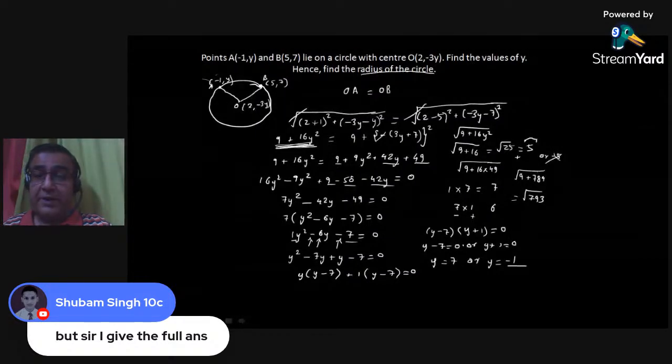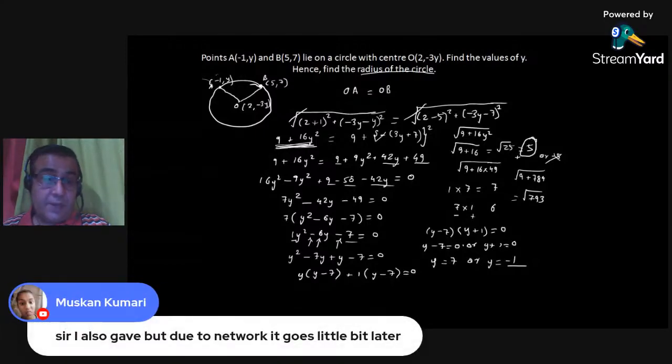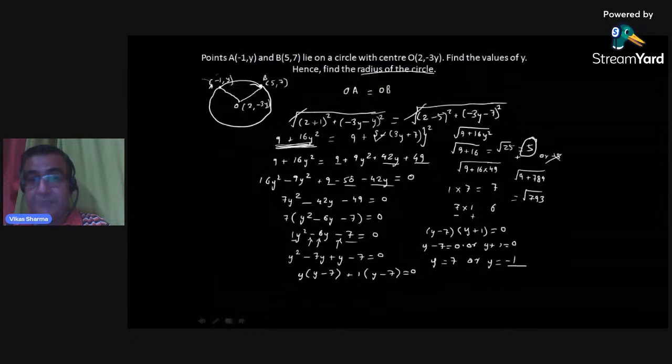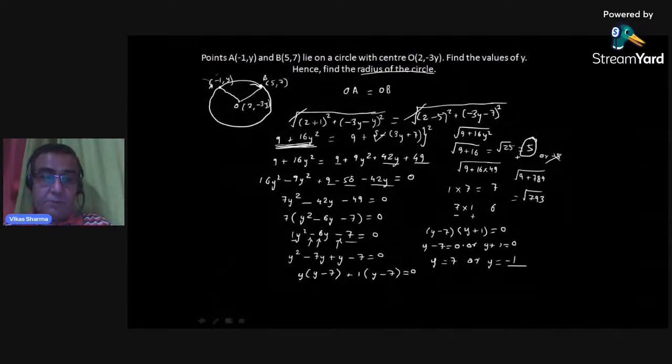Both of you didn't give me 5 as the radius. Okay, sir, I also gave, but due to network, it goes a little bit later. Okay, I think we can't blame the network here, because probably both of you are using the internet. Shubham, please don't get offended. No, I'm not saying these are excuses. Let's just sort it out. Muskan gave me the correct answer first, and you gave me the correct answer of the radius first. So I'm going to give half and half to both of you. So the points get divided in this case.